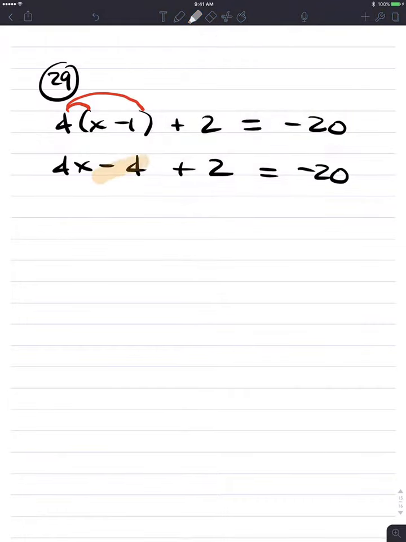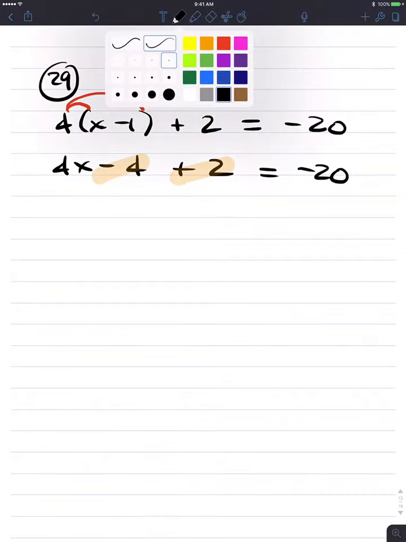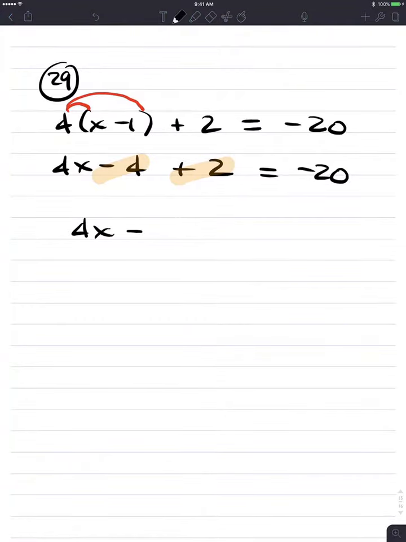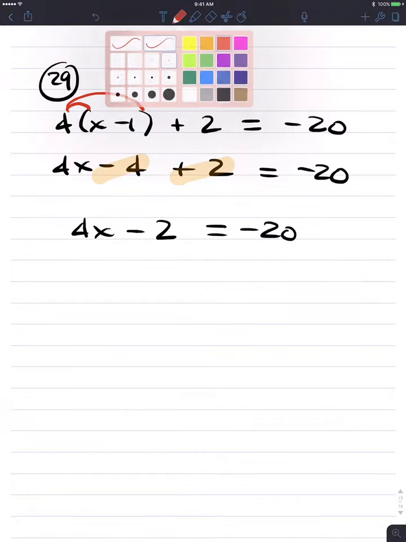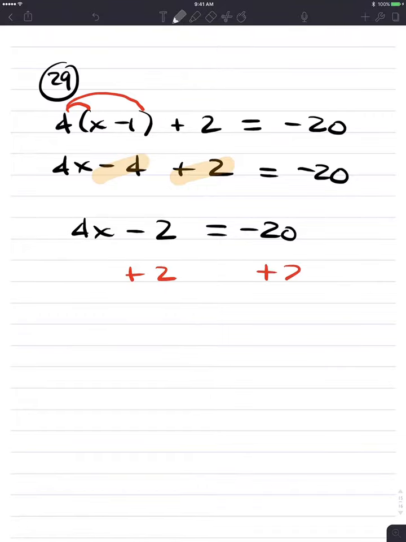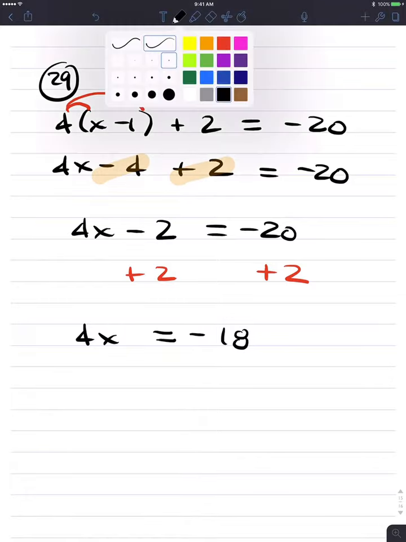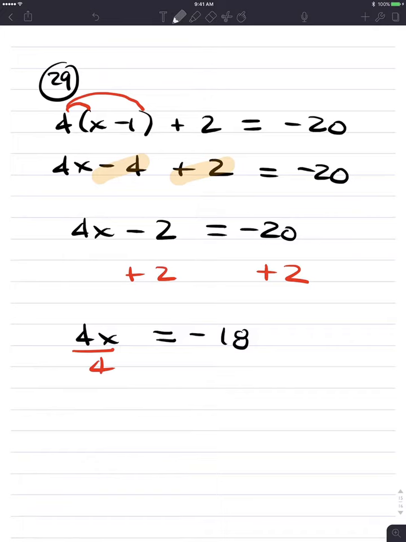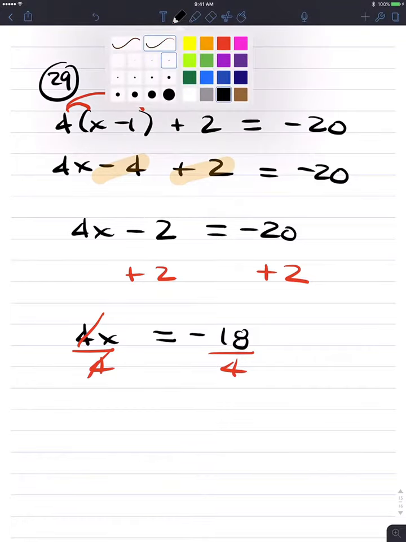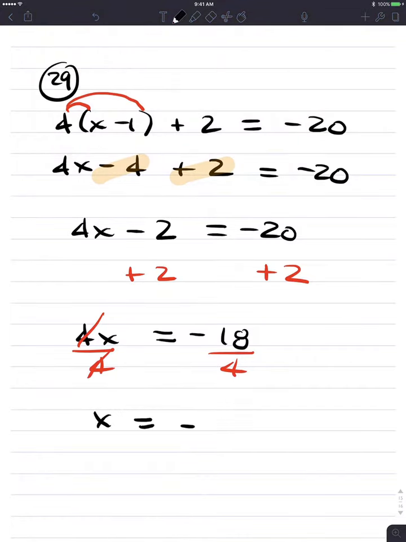We are going to combine like terms. Negative 4 plus 2, these terms are like. We have 4x minus 2 is negative 20. We now have to undo subtraction of 2 by adding 2 to both sides. I end up with 4x equals negative 20 plus 2, which is negative 18. We're going to divide both sides by 4 to undo that multiplication of x by 4. And we get x equals negative 18 over 4.